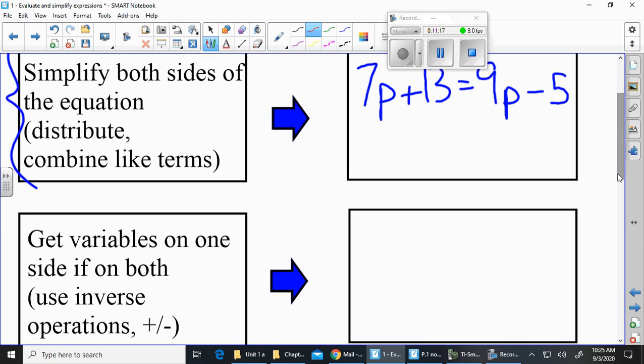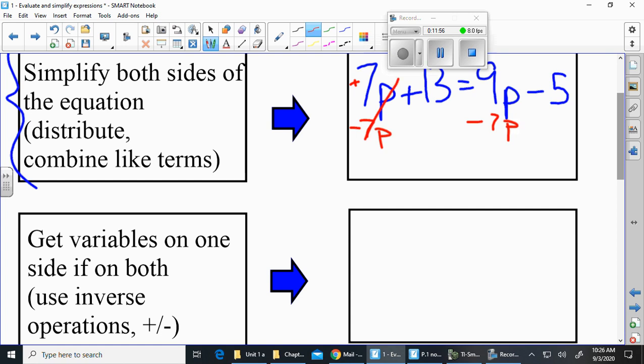So next step, get your variables on the same side. That's what I do. So I always move my letter first. In order to do that, I'm using inverse operations. If I have a minus, I put plus. If I have a plus, I put minus. Most teachers teach move the smaller one. So you look at 7p and 9p. 7 is smaller than 9. So I'm going to move that. That's a positive 7. So I'm going to subtract 7 from both sides.